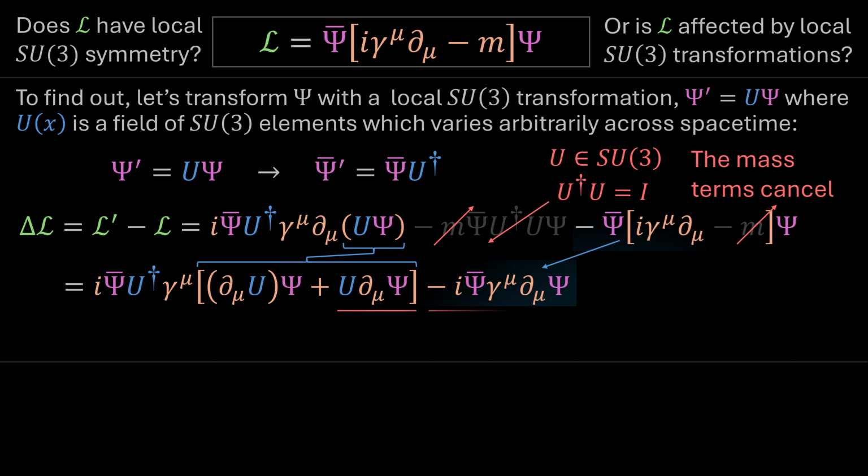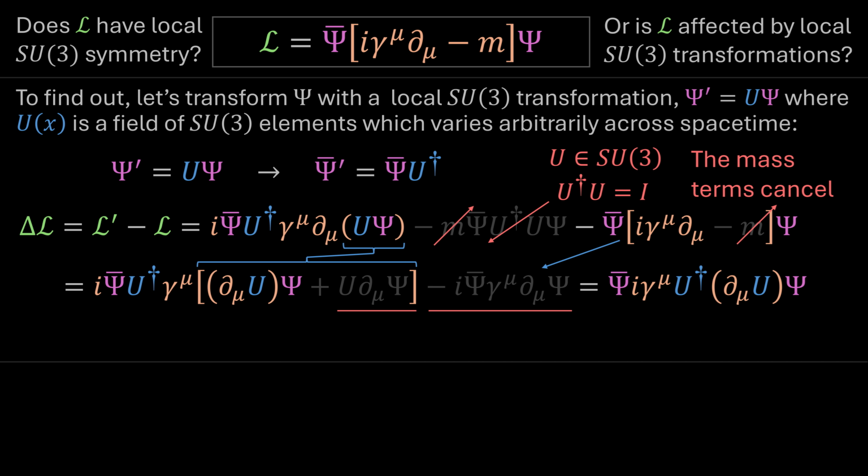But now if you look at the two terms I've underlined here, on the left, you have this U partial mu psi, which is being left multiplied by i psi bar U dagger gamma mu, and the U dagger and the U are going to cancel out to I. So when you evaluate that term on the left, you end up with i psi bar gamma mu partial mu psi, which is the same term as on the right. And so those things are going to cancel out. And so now we can clean this up as psi bar i gamma mu U dagger partial mu psi.